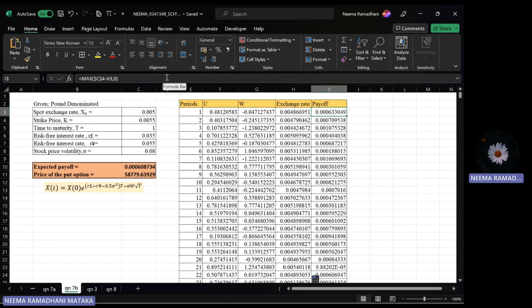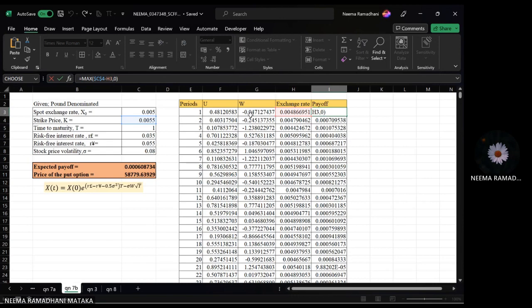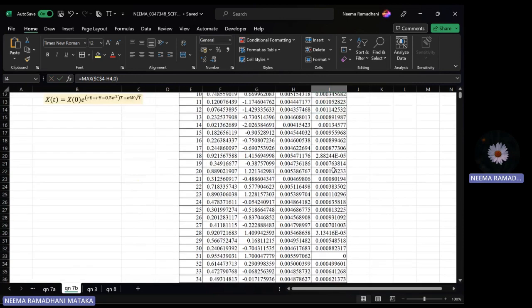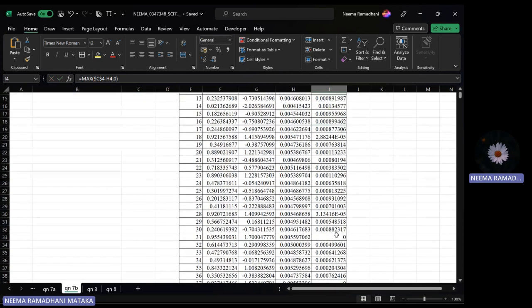Since this is a put option, you're going to take the strike price minus the exchange rates. So I took the strike price minus the exchange rate to get the payoff. So anything below zero will be zero.